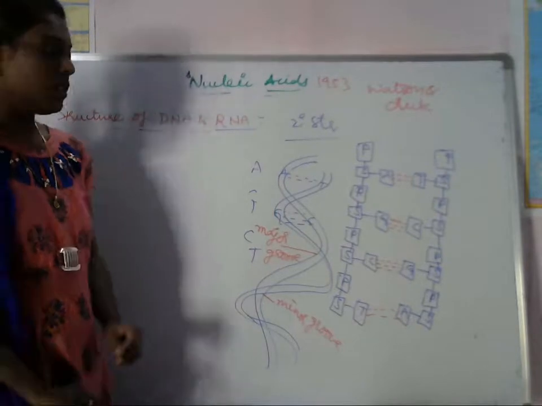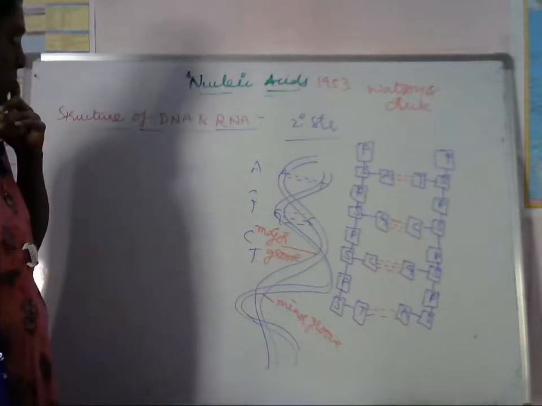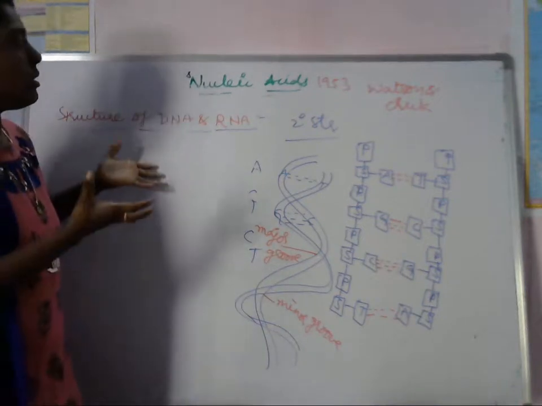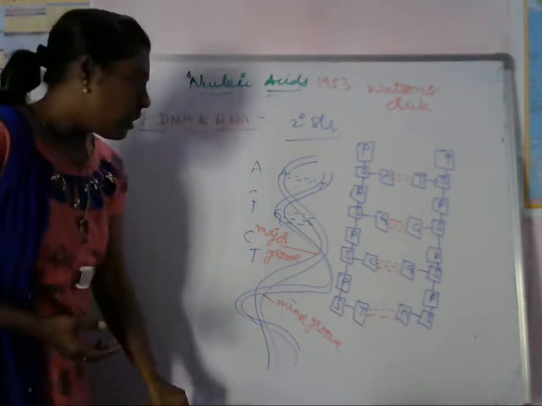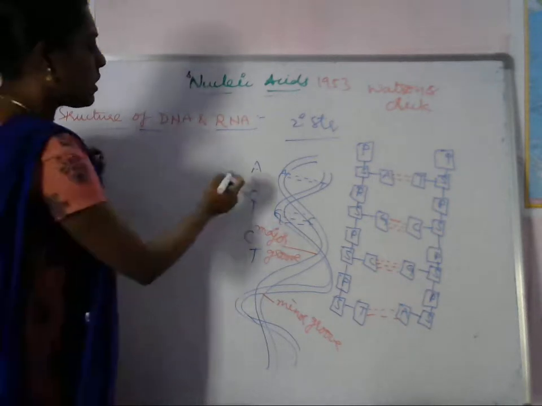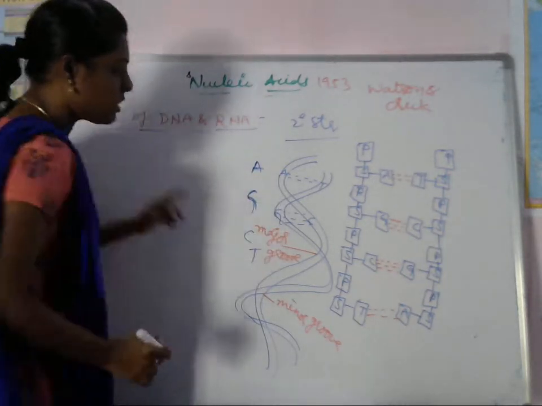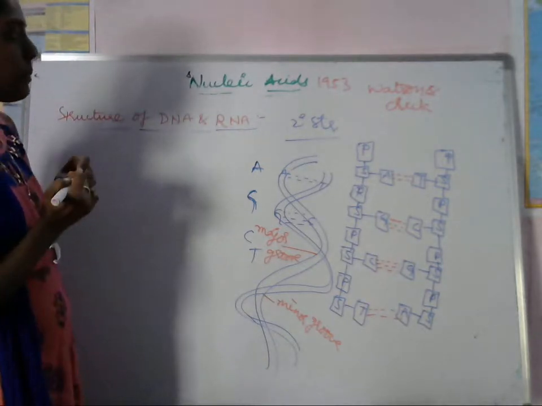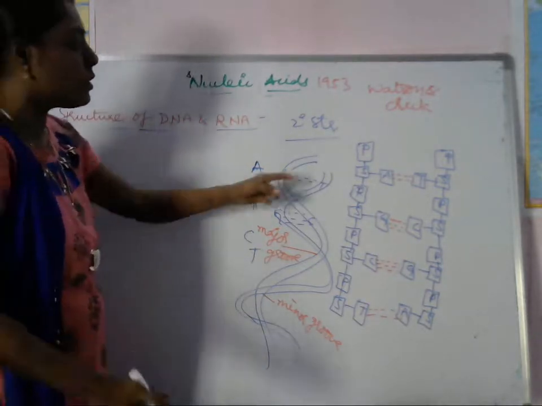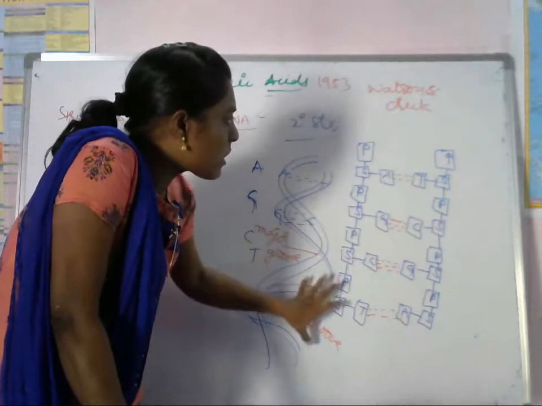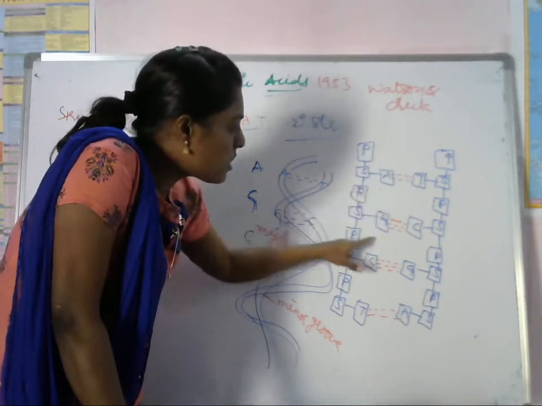Good morning to all. In the previous class we discussed the primary and secondary structure of DNA. Here we have four bases, which are named A, G, C and T. Okay. Here, if you see, this is one strand which contains A, G, C, T.